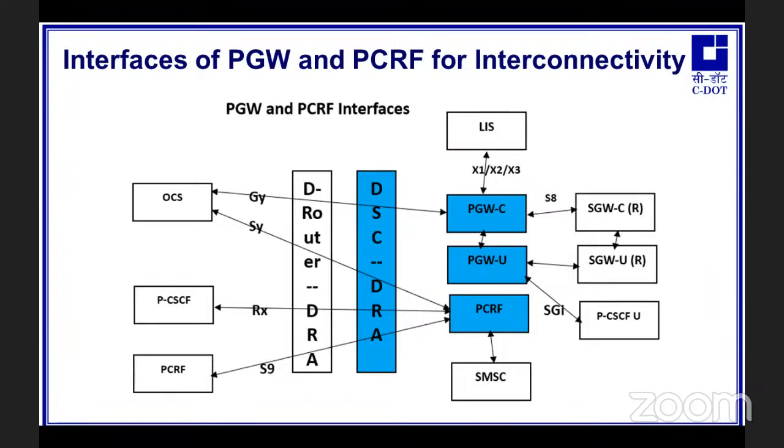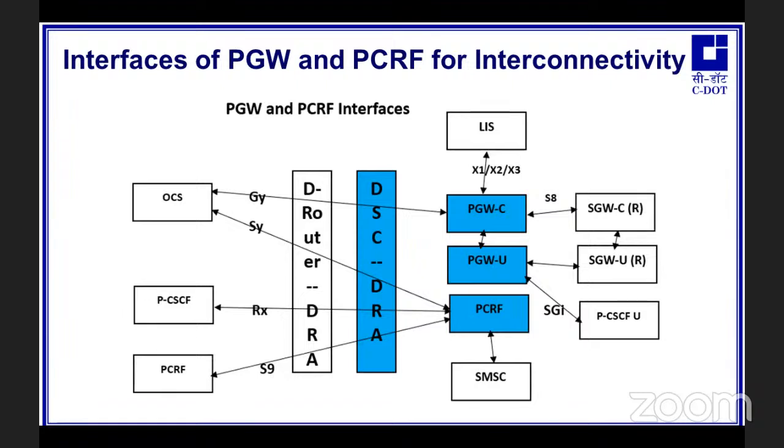In SGW, you can see there is an R written in the bracket. R signifies the roaming SGW. So the S8 interface will be there between the local and remote SGW, same as for the user plane also. And for VoLTE services, the SGI interface is between PGW and PCSCF data plane.